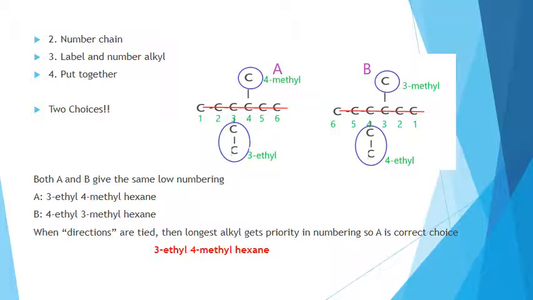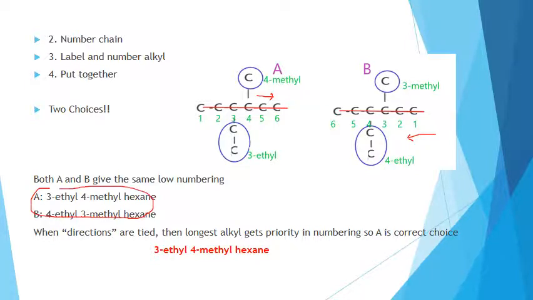This one gives you 3 ethyl, 4 methyl, and going in this direction here, so this direction, going left to right, you get a 3, 4. And going this direction, you get a 3, 4 as well. Okay, so they tie.